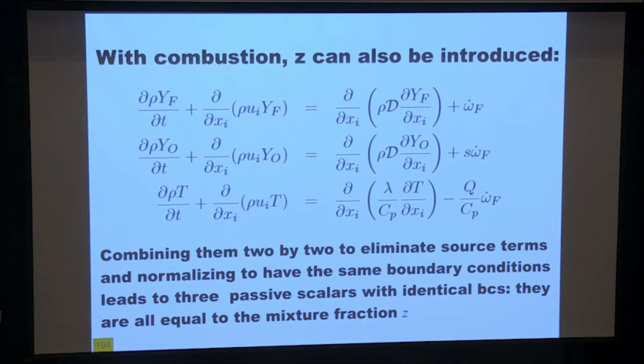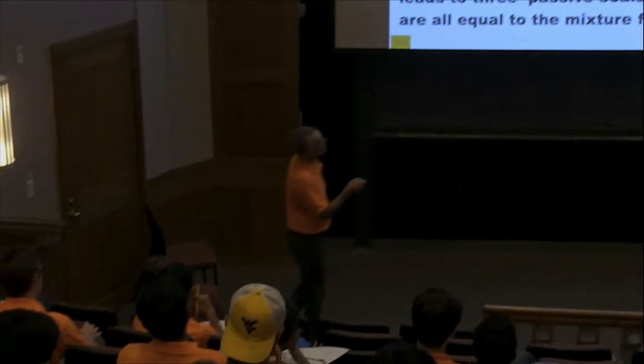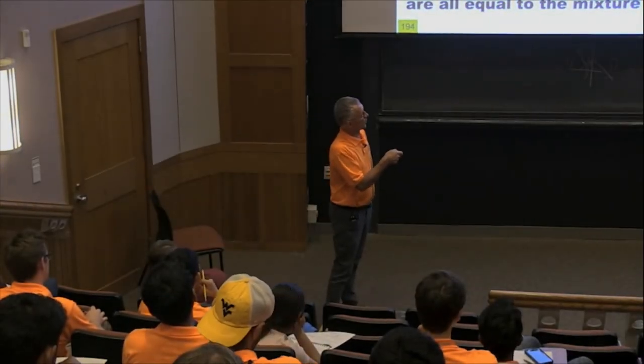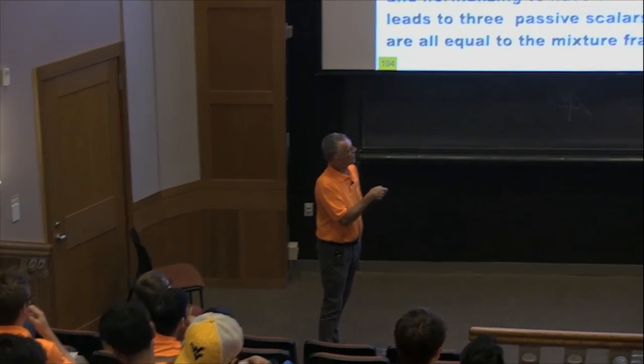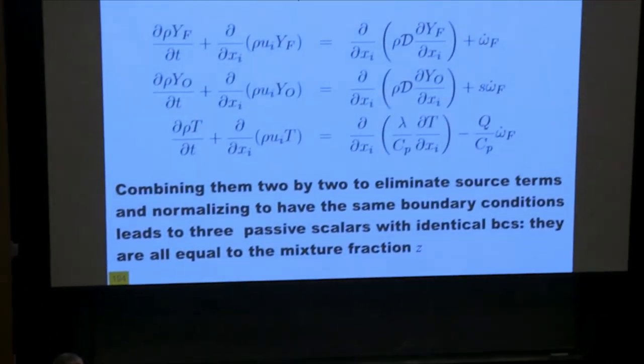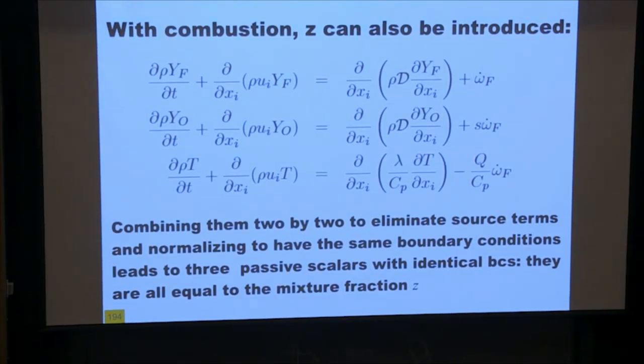So now I'm taking the same chamber and I'm putting a spark into it, and then it starts burning. So now I have to keep source terms here. This is the fuel reaction rate. This is the oxidizer reaction rate. Every time I burn 1 kilogram of fuel, I burn S kilograms of oxidizer, and I produce Q omega dot F joules for temperature.